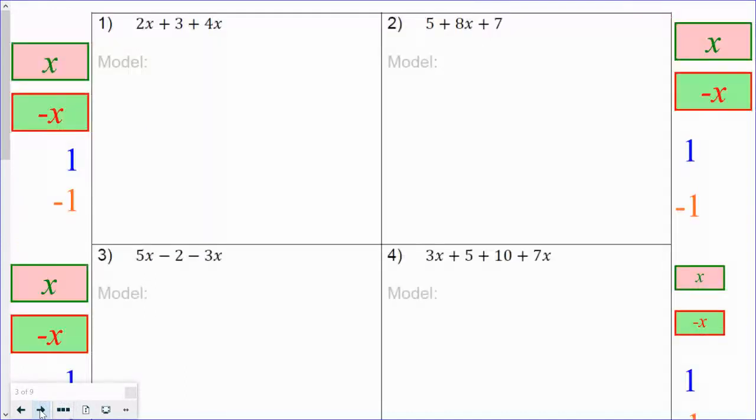Okay, so let's talk about some modeling. I am going to drag over, for each of these expressions, what it says is modeled. So I have my positive x, positive 1, and a negative 1. If I have 2x, that means I have to drag 2 of these things over. So I have 2 x's. That represents this 2x. I go to my next one, and I have a positive 3. I'm going to drag 3 of my 1's.